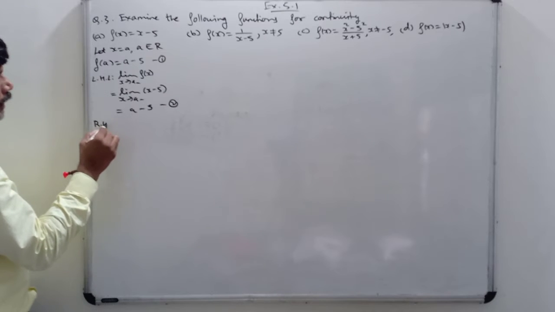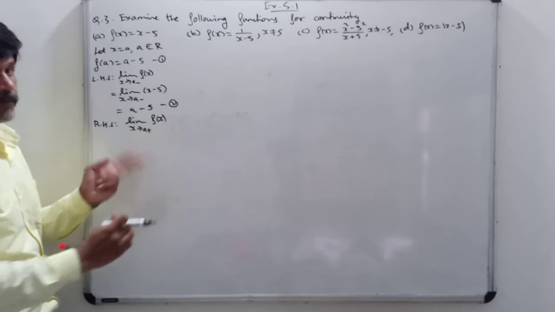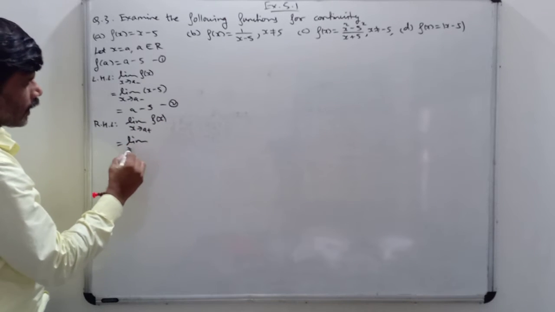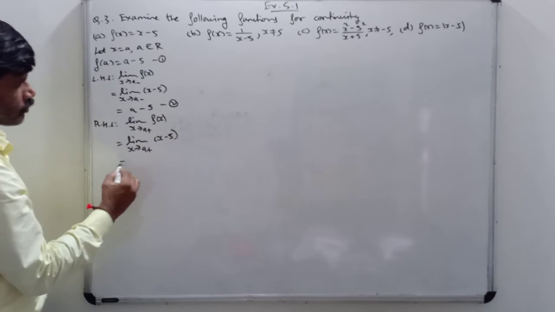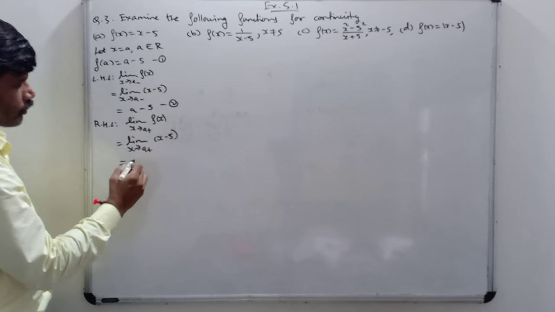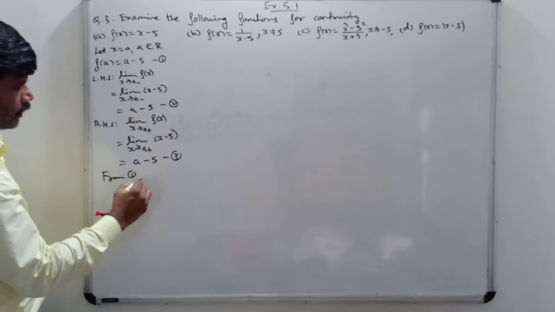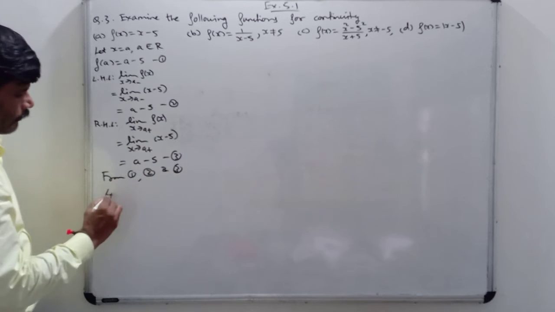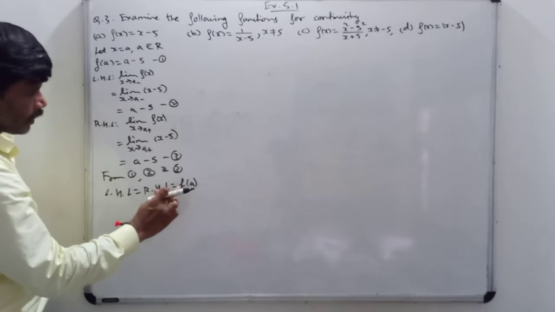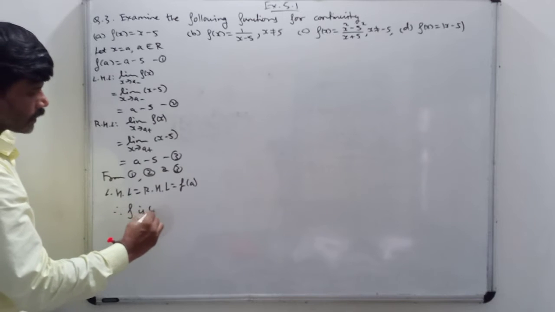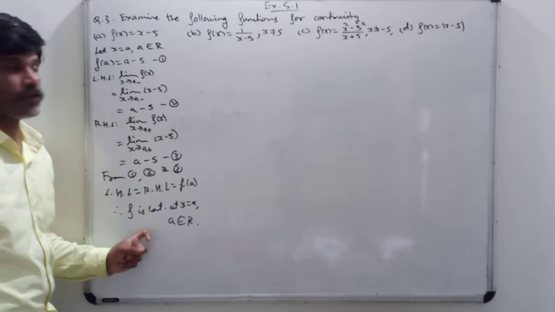Now you find the RHL, that is the right hand limit, limit x tends to a plus of f(x). Right hand limit means a plus. Again the function is x − 5, the function is not going to change. Now in place of x you write a, applying the limit, a − 5. So from 1, 2 and 3 what did you understand? Left hand limit is equal to right hand limit is equal to the value of the function, f(a). Therefore the function is continuous at x = a, where a belongs to R, meaning the function is continuous for every real number.